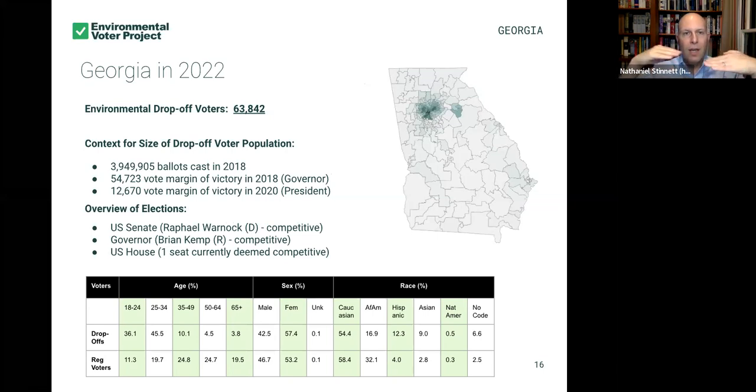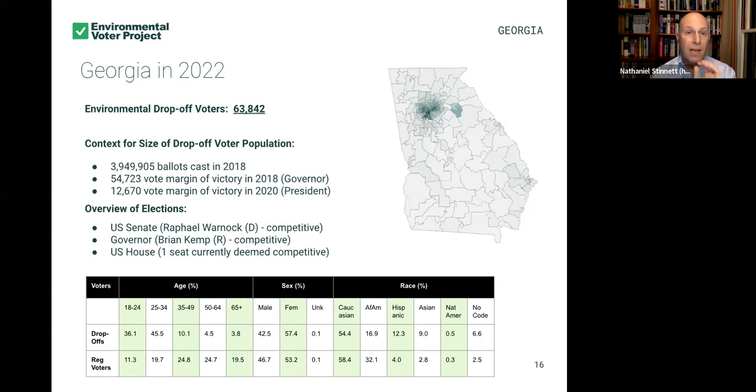In Georgia, we continue to see, this is one of the states where it's really stark, this huge overrepresentation of Hispanics and AAPI voters. You look at that data, Hispanic voters are 3 times as prevalent among these environmental drop-off voters as they are in the overall universe of registered voters in Florida. And it's even more than that among Asian American and Pacific Islander voters in Georgia.